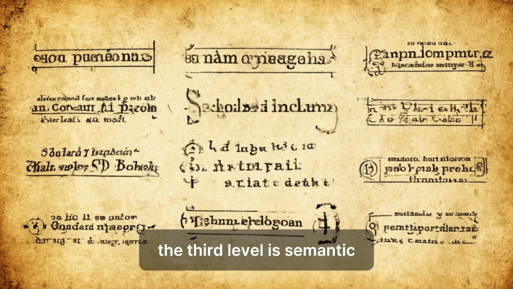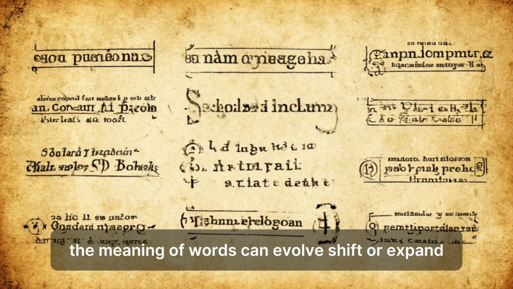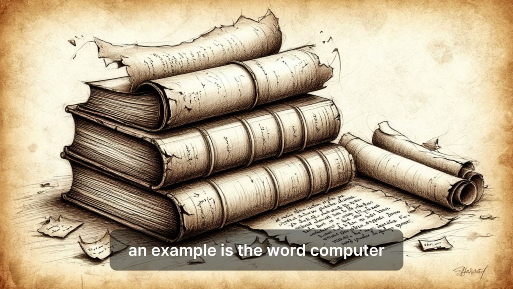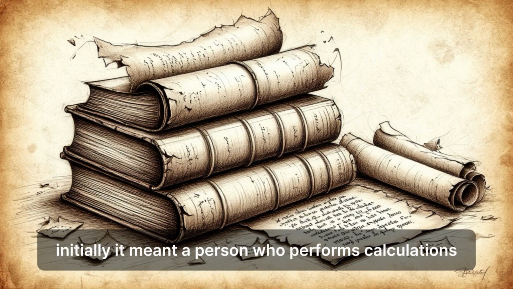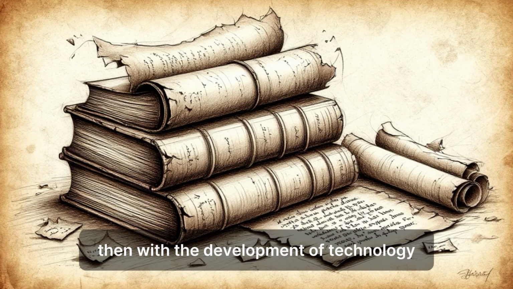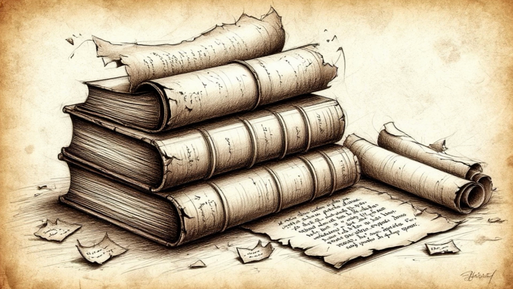The third level is semantic. The meaning of words can evolve, shift, or expand. An example is the word computer. Initially, it meant a person who performs calculations. Then, with the development of technology, it began to denote an electronic device.